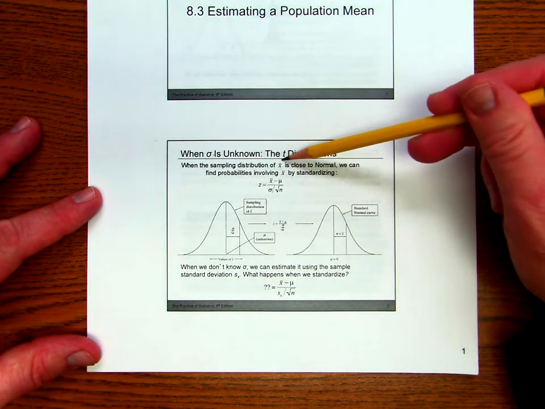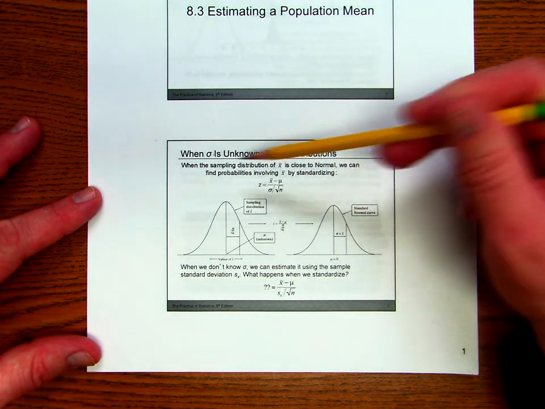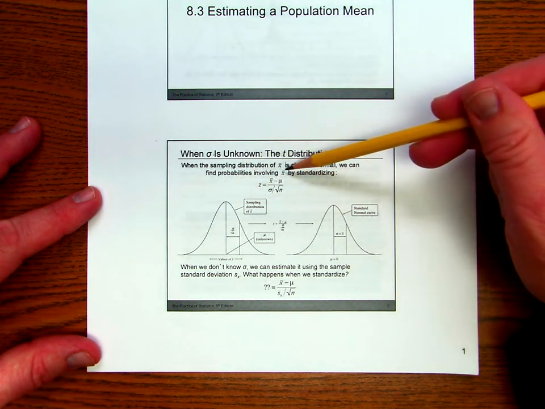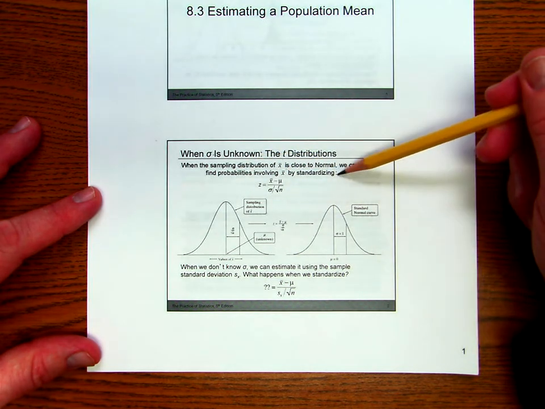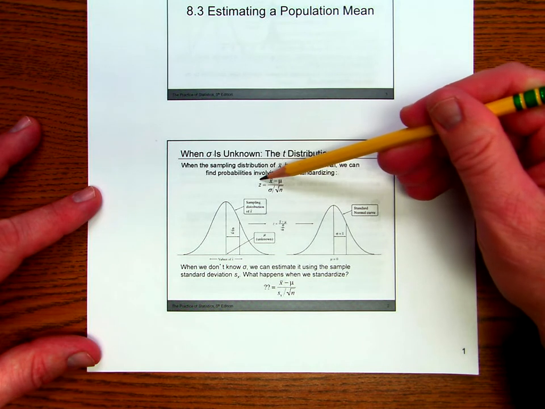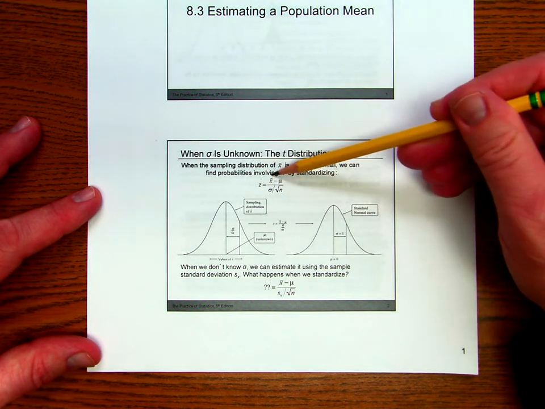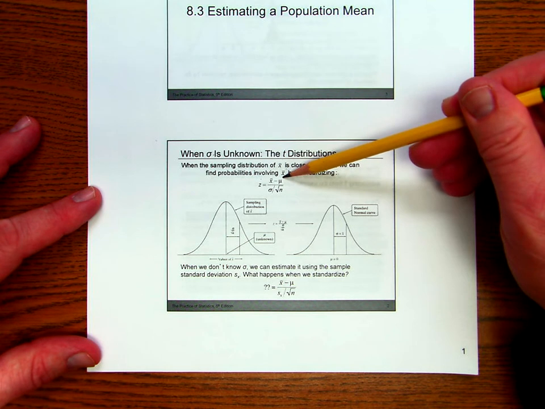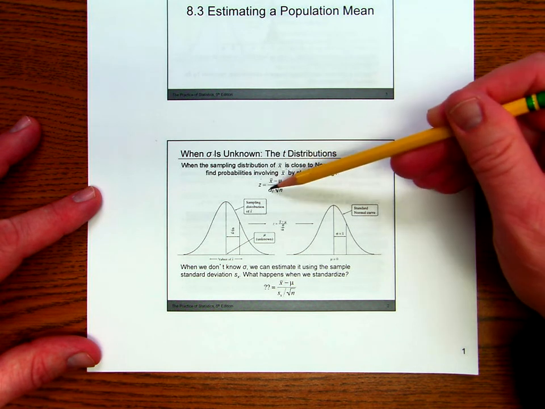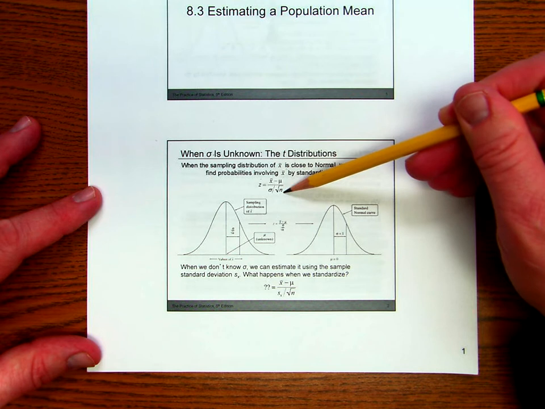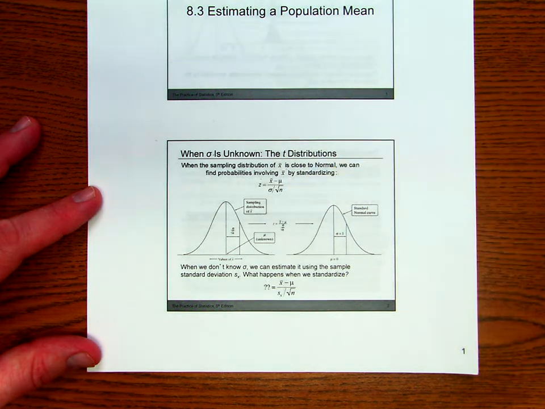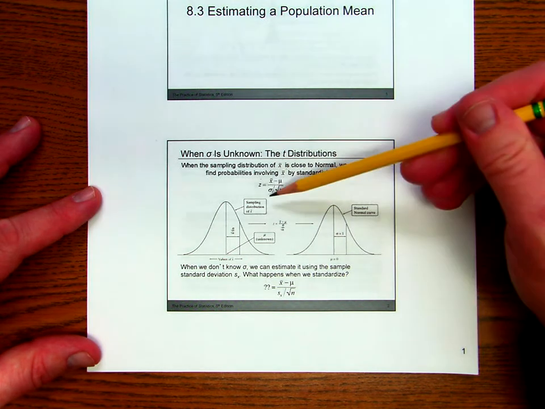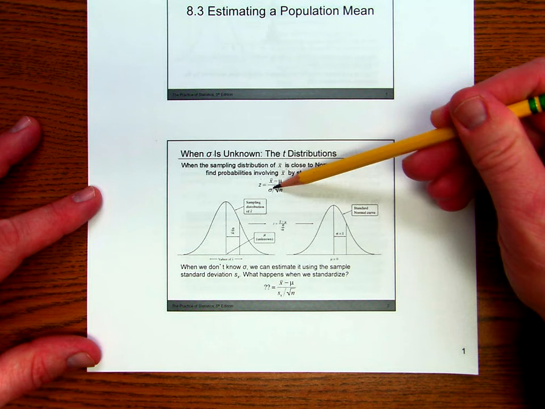When a sampling distribution of x bar is close to normal, we can find probabilities involving x bar by standardizing. So z is kind of getting like the z-score, so to speak, for the sampling distribution. Sample mean minus the population mean divided by the whole quantity, standard deviation over the square root of the sample size. Difficulty is, we don't know this number. So, how do we handle this if we don't know this number?